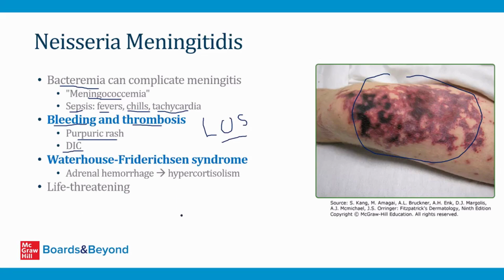And then rarely, patients who have Neisseria meningitidis infection can develop adrenal hemorrhage. In other words, they're developing bleeding from the LOS into their adrenal glands, and this can destroy their adrenal glands and lead to hypercortisolism. This is called the Waterhouse-Friderichsen syndrome. It's very rare, commonly comes up on board exams, and the underlying cause is the Neisseria bacteria causing hemorrhage into the adrenal glands.